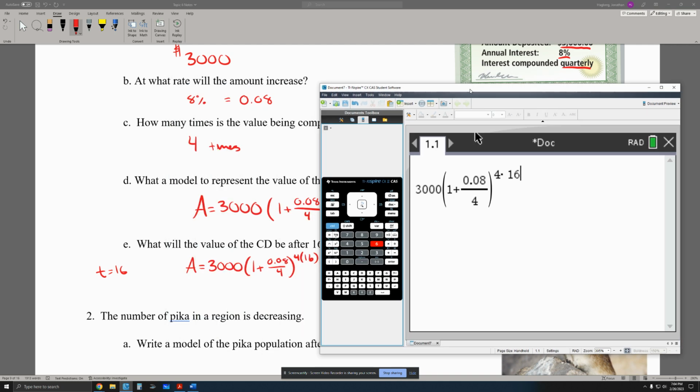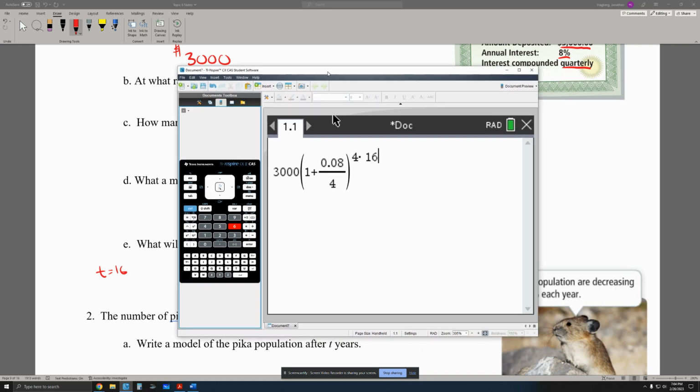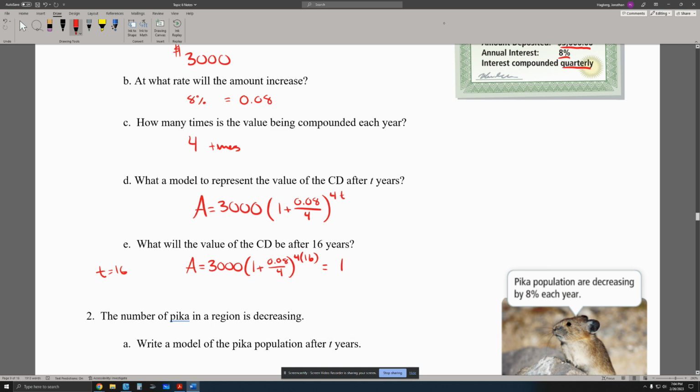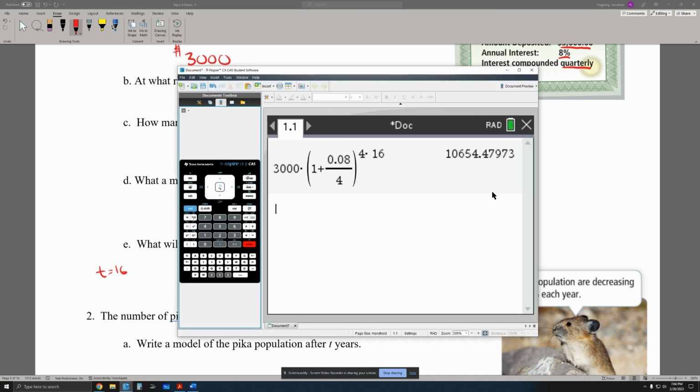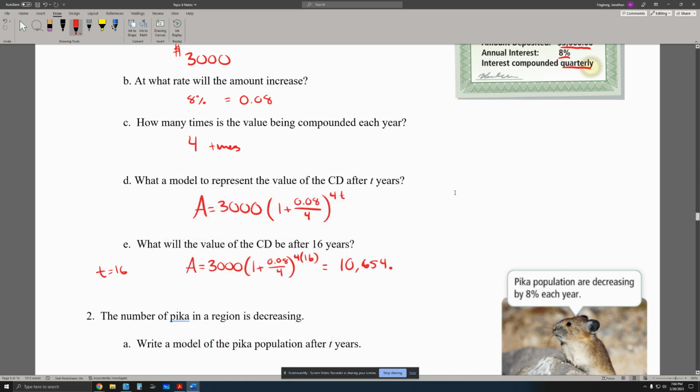I want to make sure I type that in correctly. That looks pretty good. All right, we're going to hit enter. So we've got $10,654.47. What was the cents on that? 47.9 cents. Now I'm going to say 47 cents.